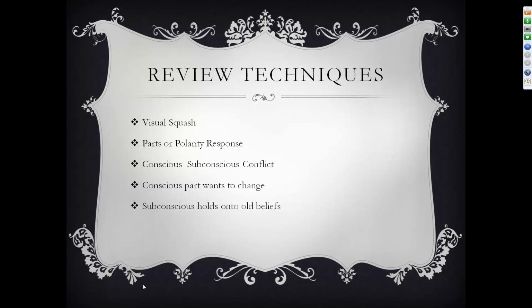Let's use the visual squash. What is the visual squash? Well, it's a parts or polarity response. Part of you wants to do this, part of you wants to do that, right? Well, if you have a conscious-subconscious conflict, right, which happens, that's the part of you that wants to quit smoking versus the part of you that keeps you smoking. Well, the conscious part is probably the part that wants to do it because of your health, your vitality, you're this, you're this, you're this. But the part that's sabotaging it, the subconscious part, could be anything. You're an individual, you're a Marlboro man, you're whatever it is, right?